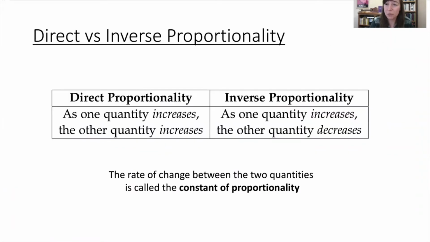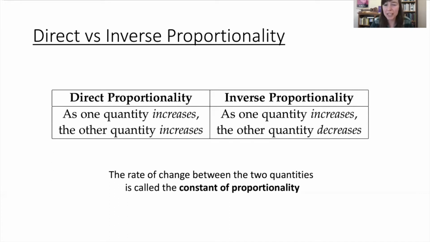Proportionality comes in two flavors. You have direct and inverse. And this little box was pulled straight from your textbook, but your textbook absolutely nails it. Direct proportionality happens when, as one quantity increases, the other quantity also increases. And inverse proportionality happens when, as one quantity increases, the other quantity decreases.